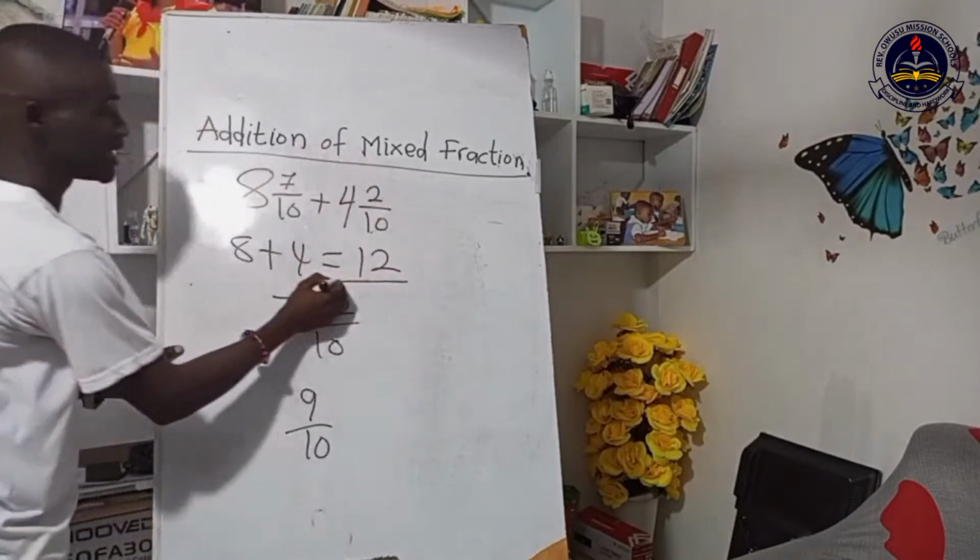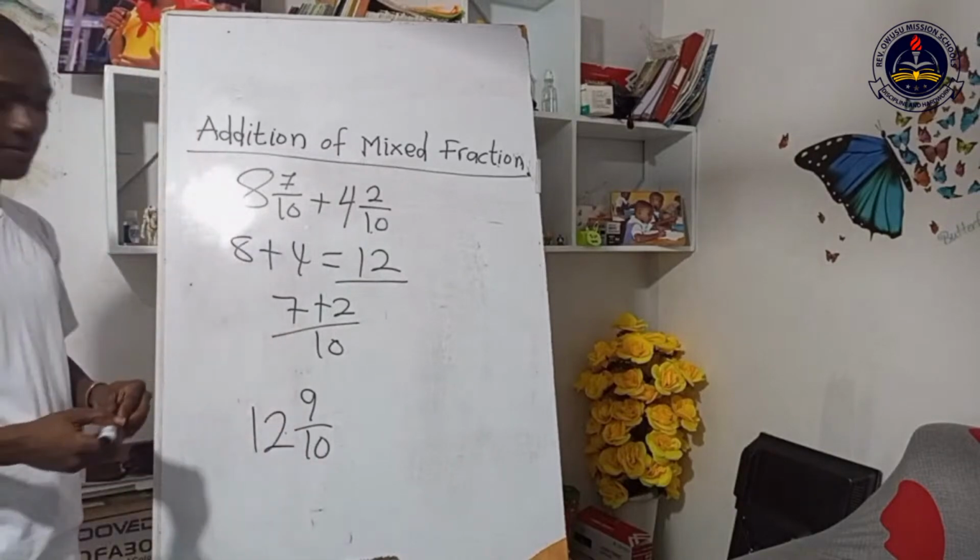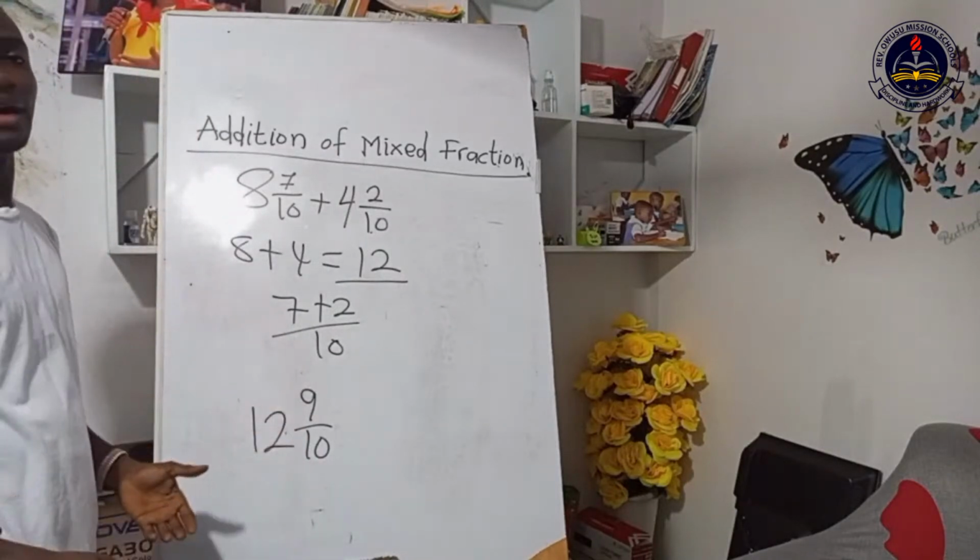Then our first answer, 12. We add it to it. We have 12 whole number 9 over 10.